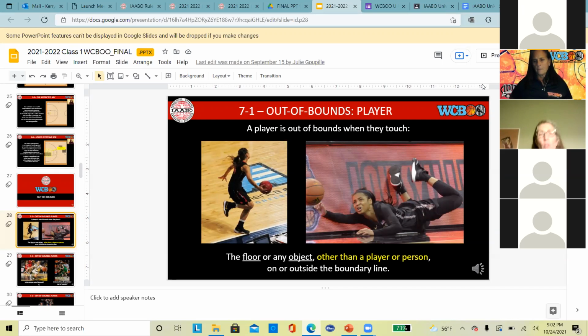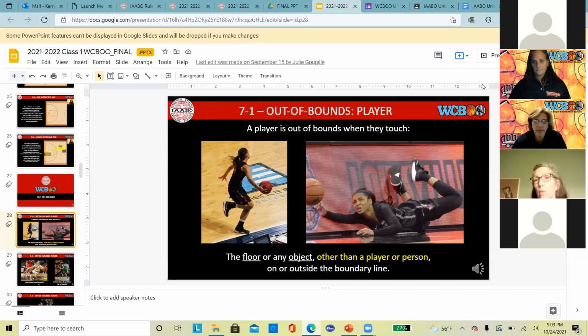Absolutely. Okay, so right now, this 7-1 rule at the top, the player is on the white line, she's out of bounds. Correct. Now, if she was inbounding the ball and she steps on the line but not into the court, she is out of bounds and it is still a legal inbound pass. Excellent. What do you mean by inbounding the ball?